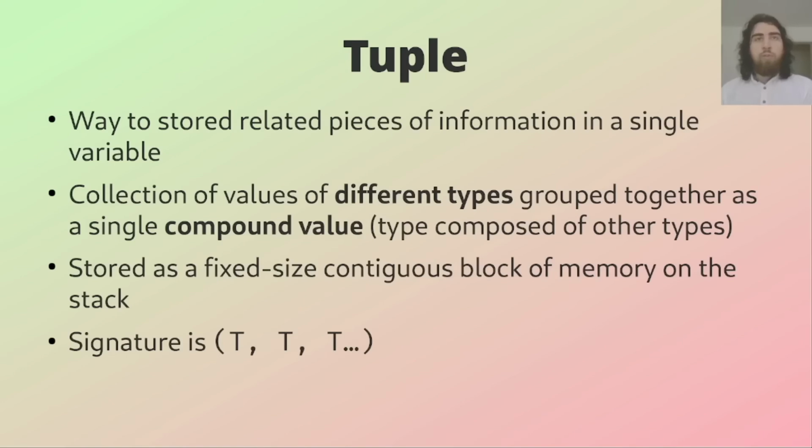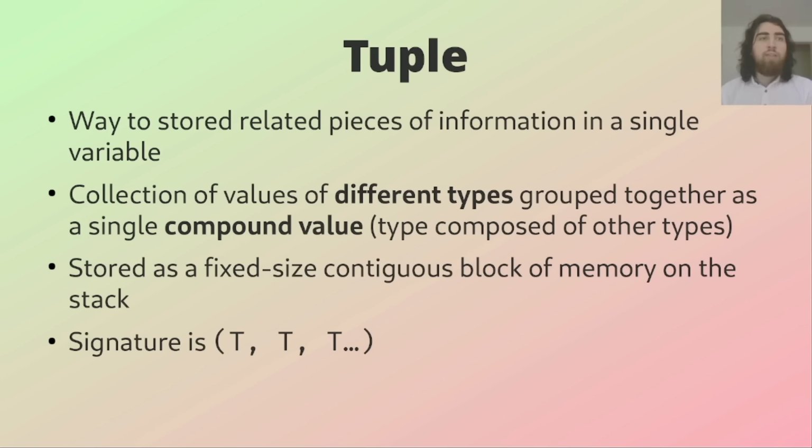Now we will cover tuples. We have seen some tuples before in some exercises, but now we will go into greater detail. So a tuple is a way to store related pieces of information in a single variable. And it's essentially a collection of values of different types grouped together as a single compound value. Again, a compound value is a type composed of other types.